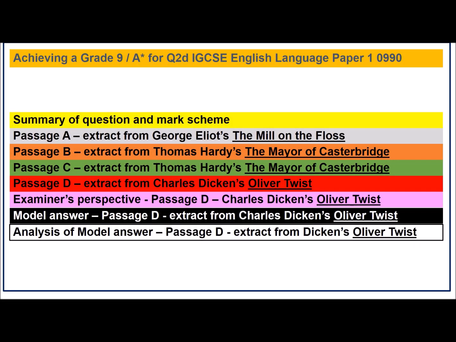In order to help you navigate between sections particularly useful or interesting to you, I've colour-coded headers as shown below. Yellow summarises what is required for 2D and gives the top 3 bands of the mark scheme. In grey, I introduce a very short extract from George Eliot's The Mill on the Floss and do some closely targeted work on how to analyse very specific phrases.